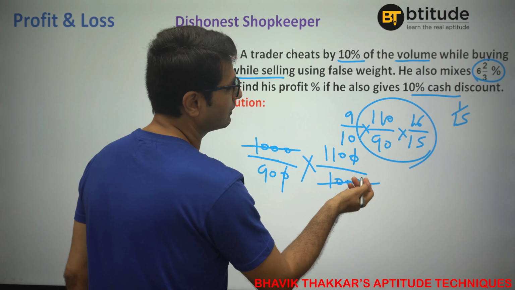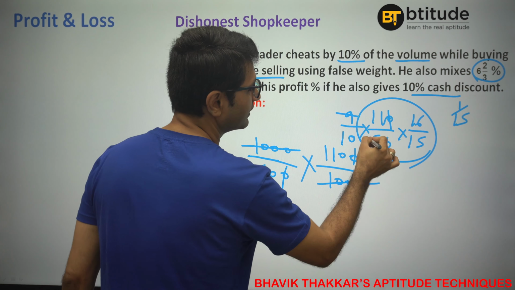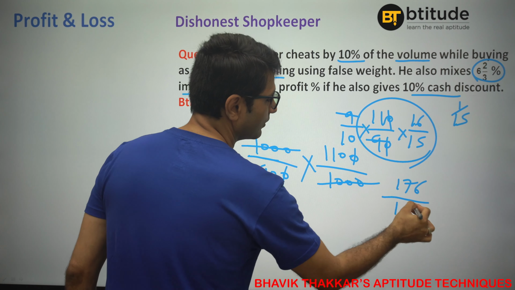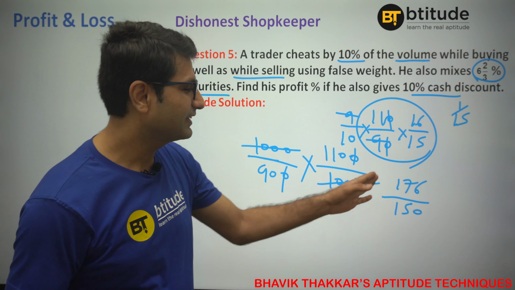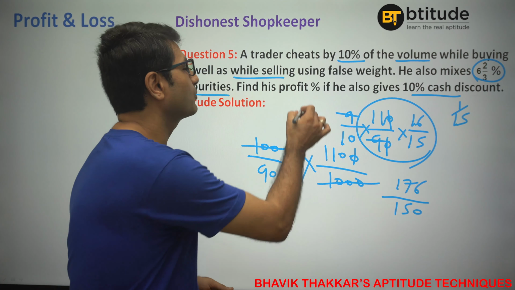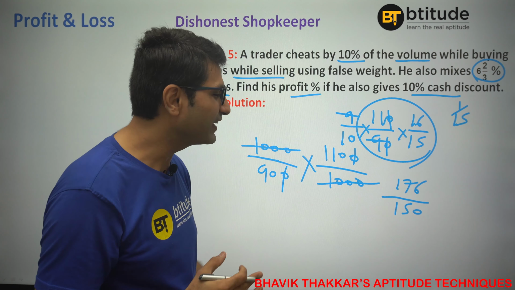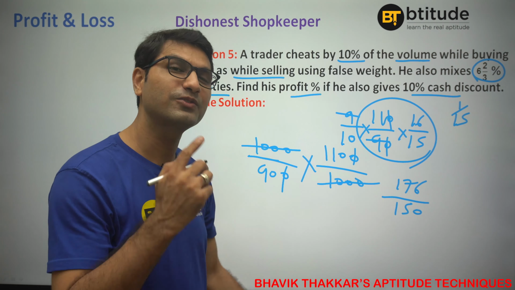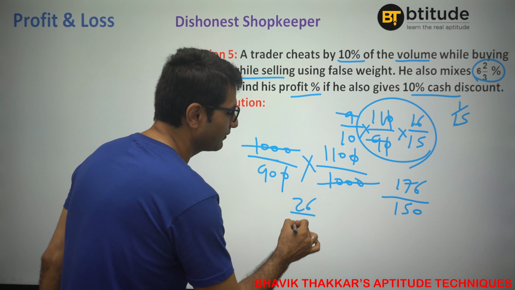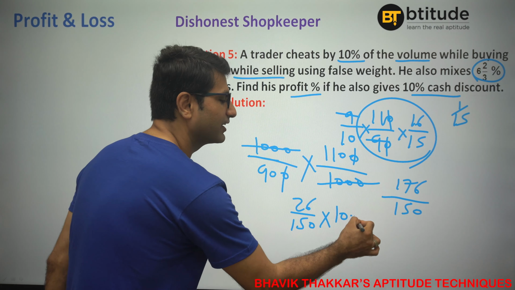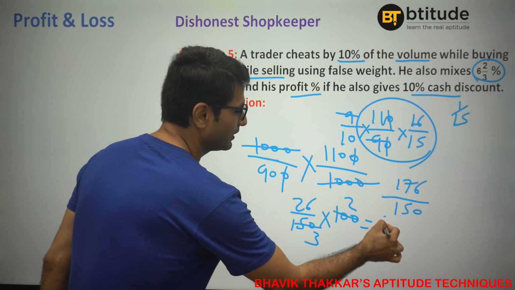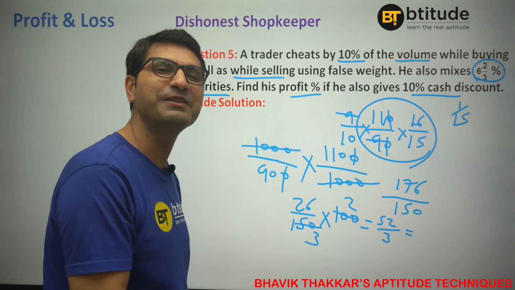All right, then how will you solve this? 0 and 0 get cancelled, 9 and 9 get cancelled, 16 into 11 is 176, 15 into 10 is 150. So your value is getting to 176 by 150. We are supposed to find out profit in percentage. Profit is not 176 by 150; you have to deduct 1 from it. So if you deduct 1, profit is 26 by 150. For percentage, you will multiply it with 100, so 26 into 2, 52 by 3, which is nothing but 17.33, right?